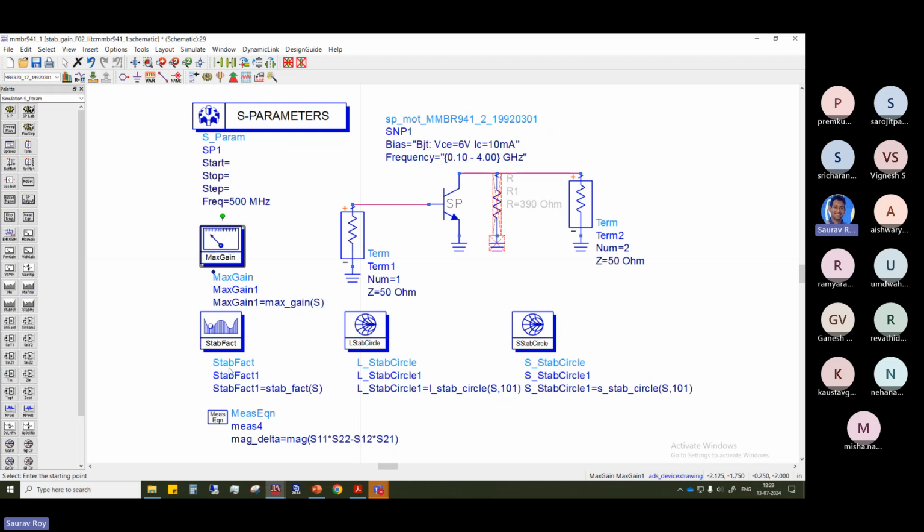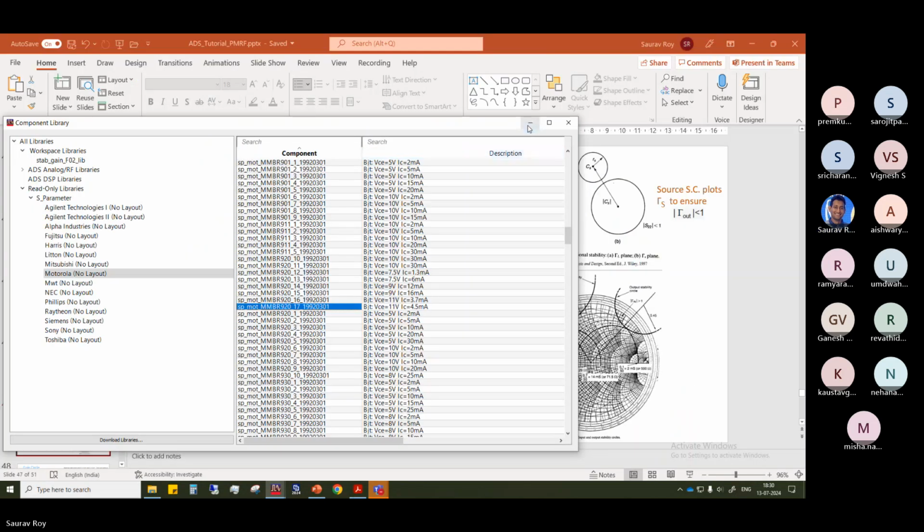Okay, gain, stability, source stability, S stab, L stab is the load stability. Stability factor calculation, and we have even taken another equation for calculating delta. This is the delta, and from that delta the stability factor will give you K. So if you put all this and do the S parameter run, then what happens? You get this plot here.